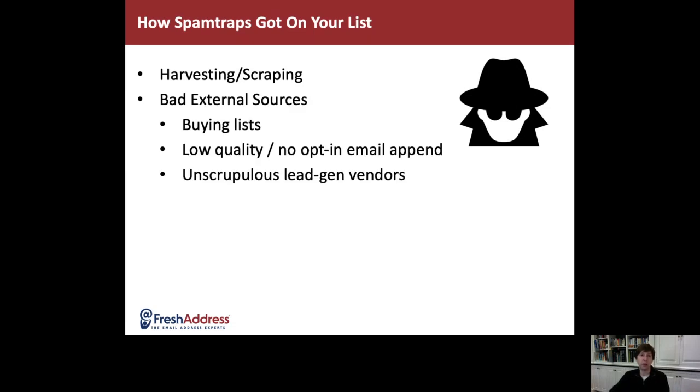Another way that marketers end up with spam traps on their list is through a bad external source. And this is what we at FreshAddress see happen all the time. The marketer and the brand is trying to do everything right, but somewhere in there, they may have bought a list, or somewhere in there, they may have made a bad decision and done a really low quality, no opt-in email append, or maybe they partnered with a sort of unscrupulous list gen company who's said, oh yeah, I'll get you lots of email addresses. Well, behind the scenes, those lists that you're buying or those cheap appends or those lead gen companies, they're probably doing some scraping or inventing some email addresses. And that's how spam traps are ending up on your legitimate marketing list, although you yourself are not doing the harvesting and scraping.